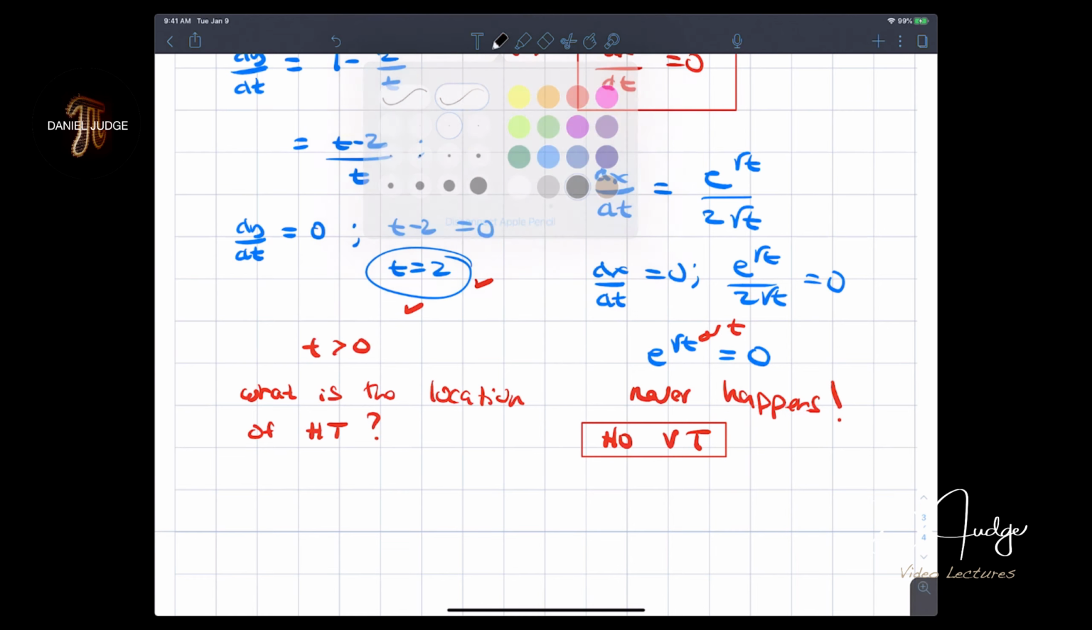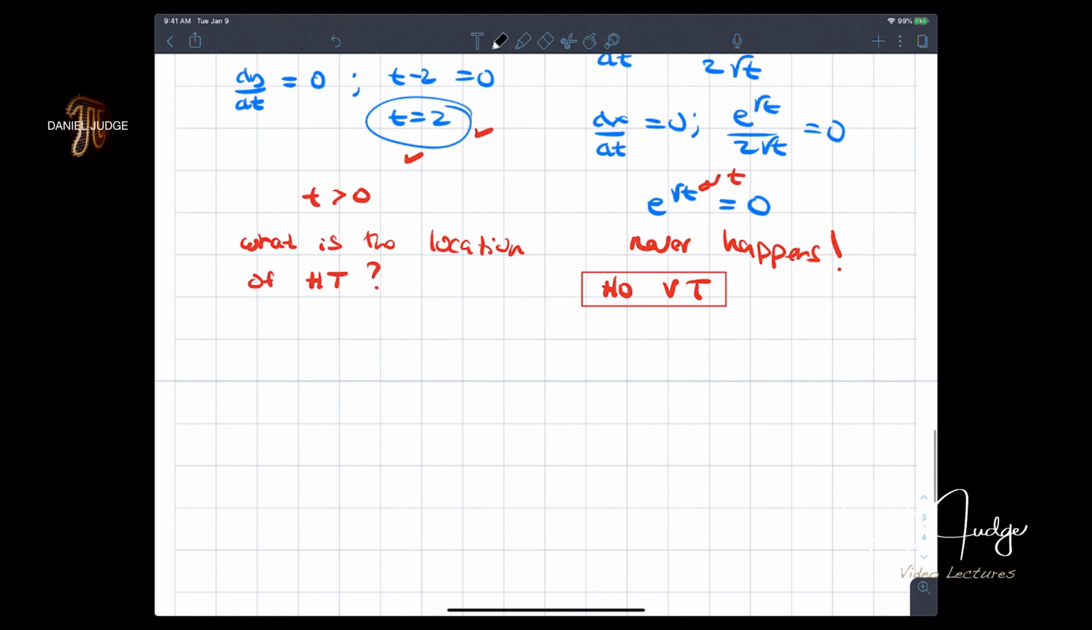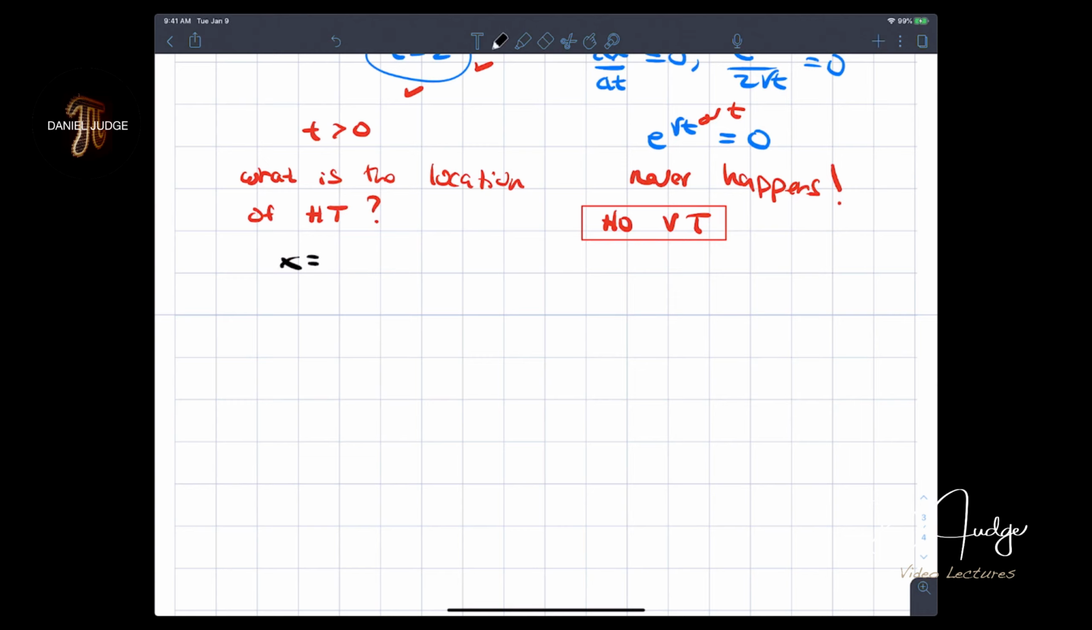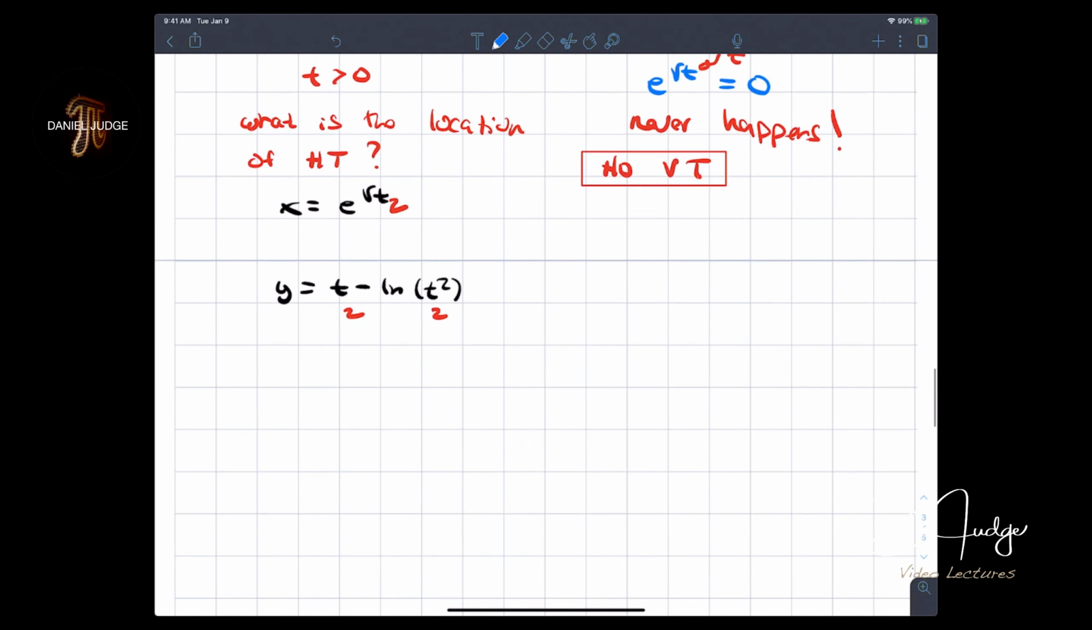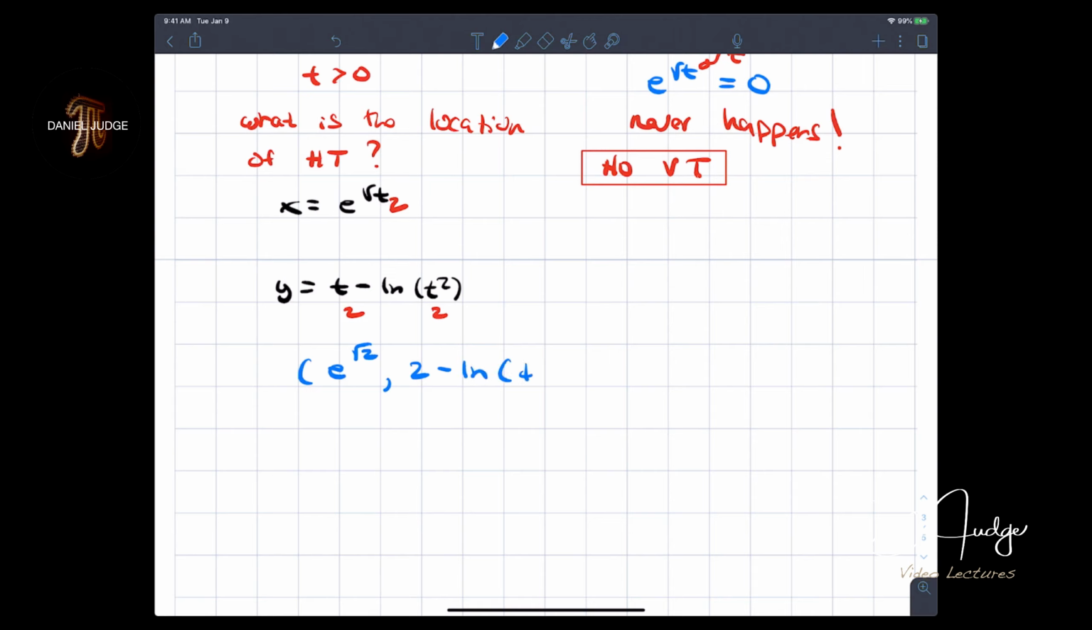So you have to go all the way back to the original parametric equations. We said x is e to the square root of t, y is t minus natural log of t squared. t being 2 is allowed, it's in the domain. So we can put 2 here, 2 here, 2 here. Here is the location, ladies and gentlemen, of the horizontal tangent. It'll be e to the square root of 2, 2 minus natural log 4. Here is the location of what they're asking for.